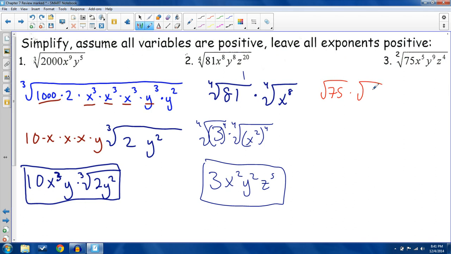Square root of x to the fifth, square root of y to the ninth, square root of z to the fourth. Remember, these are all square roots, so that's a 2 outside there. 5 divided by 2 with remainder is 2 remainder 1. 9 divided by 2 is 4 remainder 1. And 4 divided by 2 is just 2, no remainder. Okay, root 75 here, you can do root 25 and root 3.